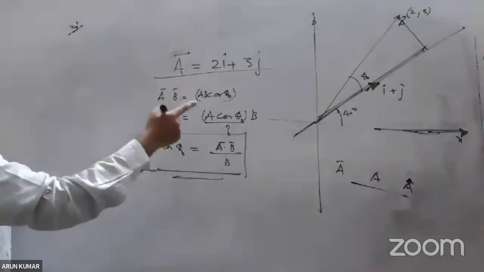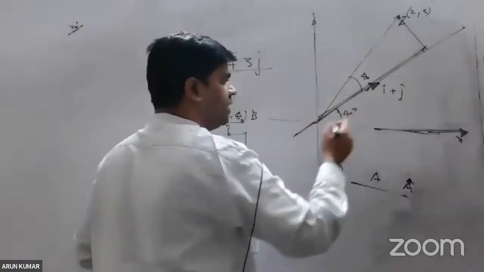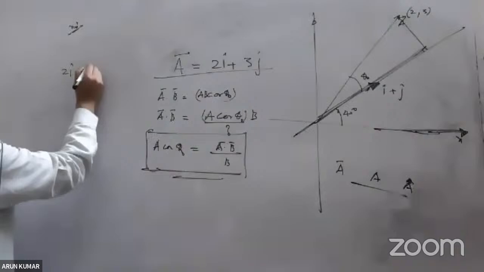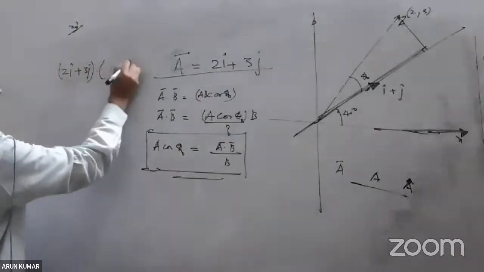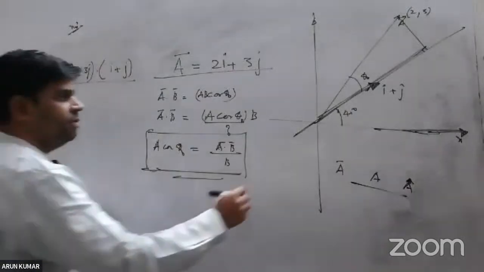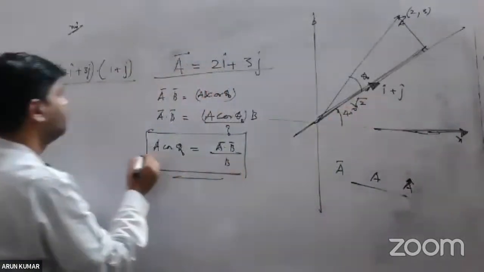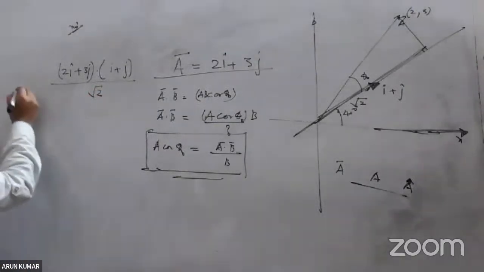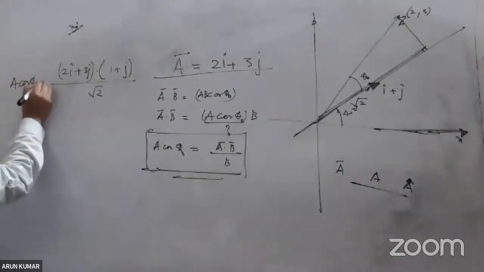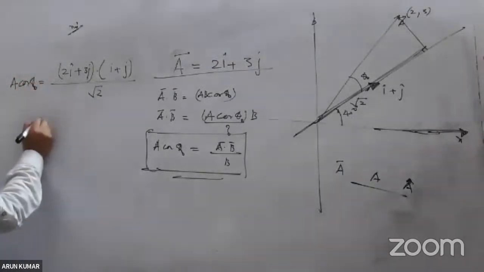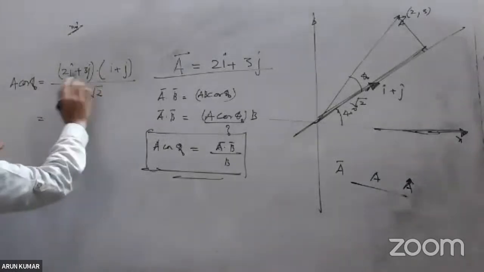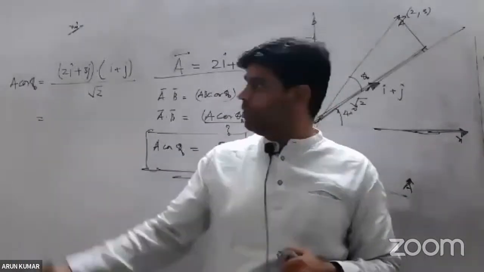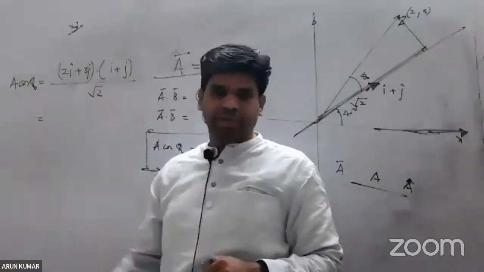A is 2i cap plus 3j cap. What is b? i plus j. So the dot product of these two would be 2i cap plus 3j cap dot i plus j, divided by mod b. What is mod b? We found it out: root 2. So this is the required component, a cos theta. How do you define the dot product of these two vectors? Corresponding components you have to multiply. So can you tell me what is the dot product of 2i cap plus 3j cap and i plus j?